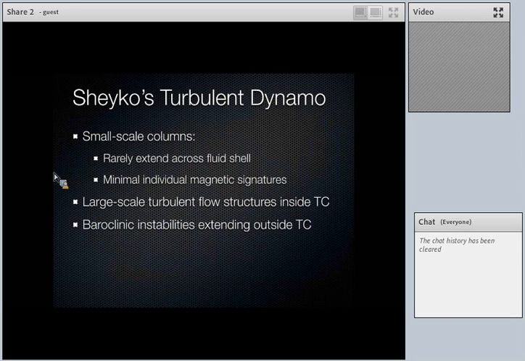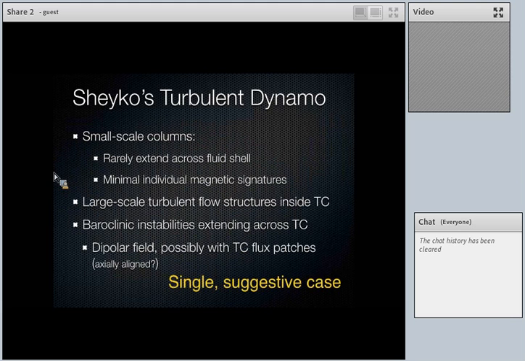So maybe the tangent cylinder becomes unstable to what are called baroclinic instabilities. That may produce some larger scale turbulent structures roughly in the right location, just outside the tangent cylinder. What does that produce? It produces a dipolar magnetic field, possibly with flux patches located near the tangent cylinder. Are those flux patches axially aligned, like I don't know if we argue or we assume occurs for Earth's core?